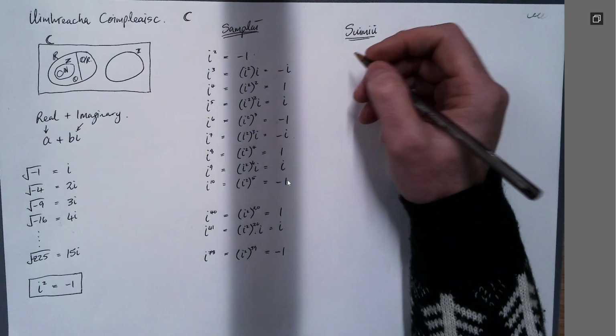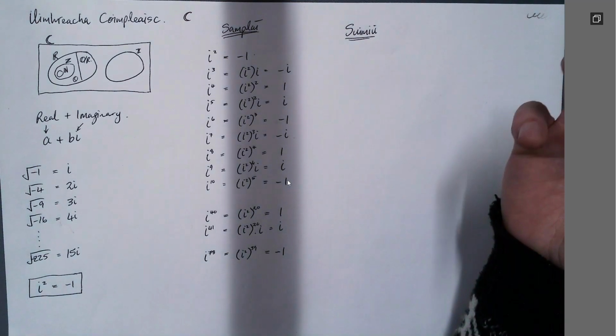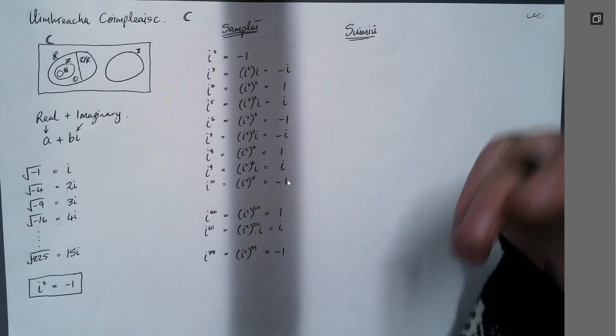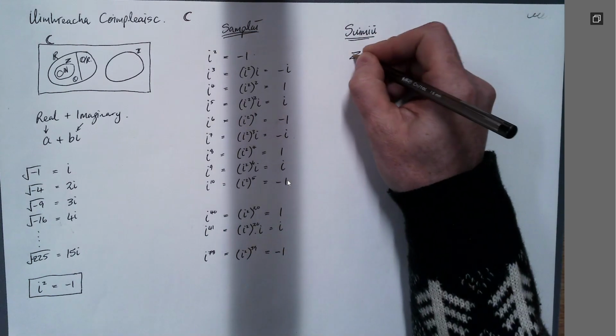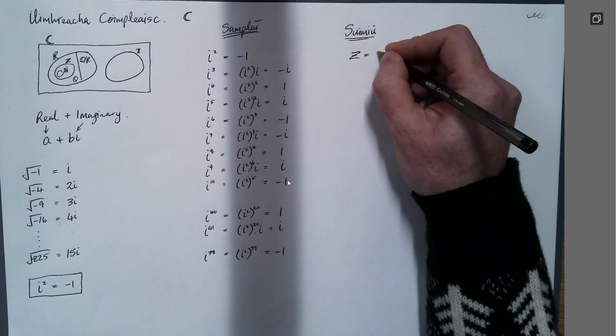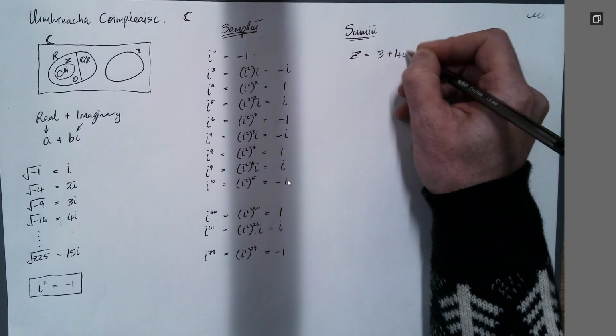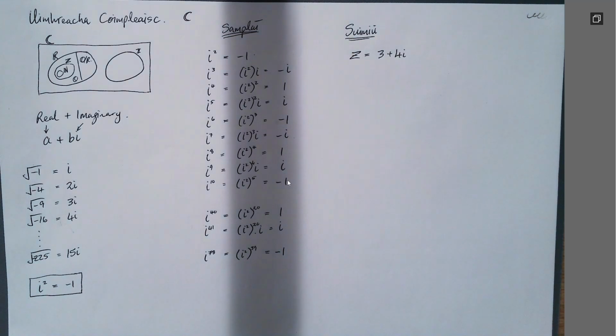Okay, so complex numbers are usually denoted by letters like Z, W, P equals Q. So for example, we could call it Z, Z equals 3 plus 4i. Okay, and so Z is a complex number in the form 3 plus 4i. Then we distinguish the real part, 3, and the imaginary part.